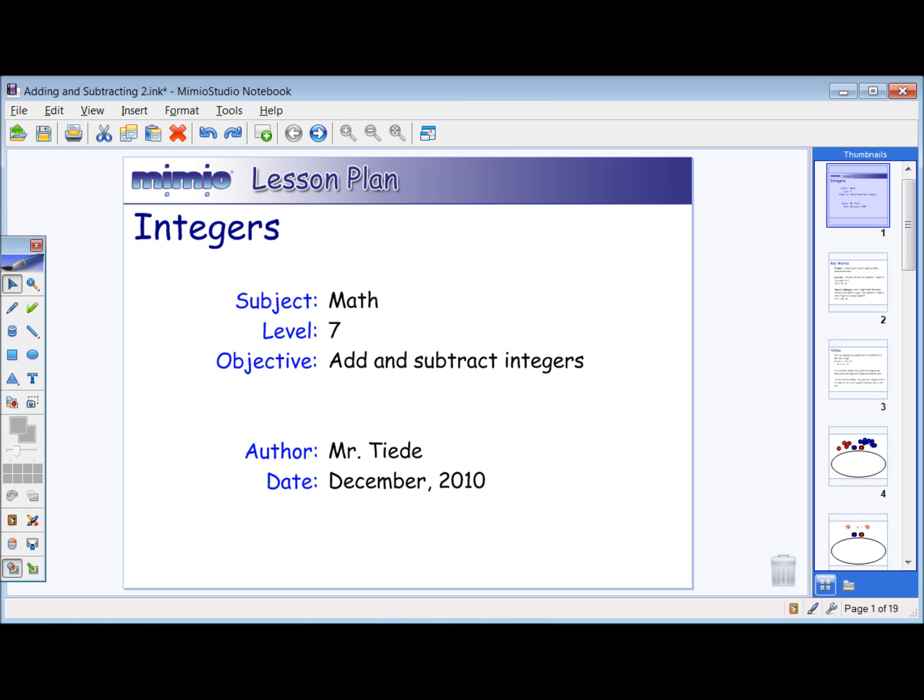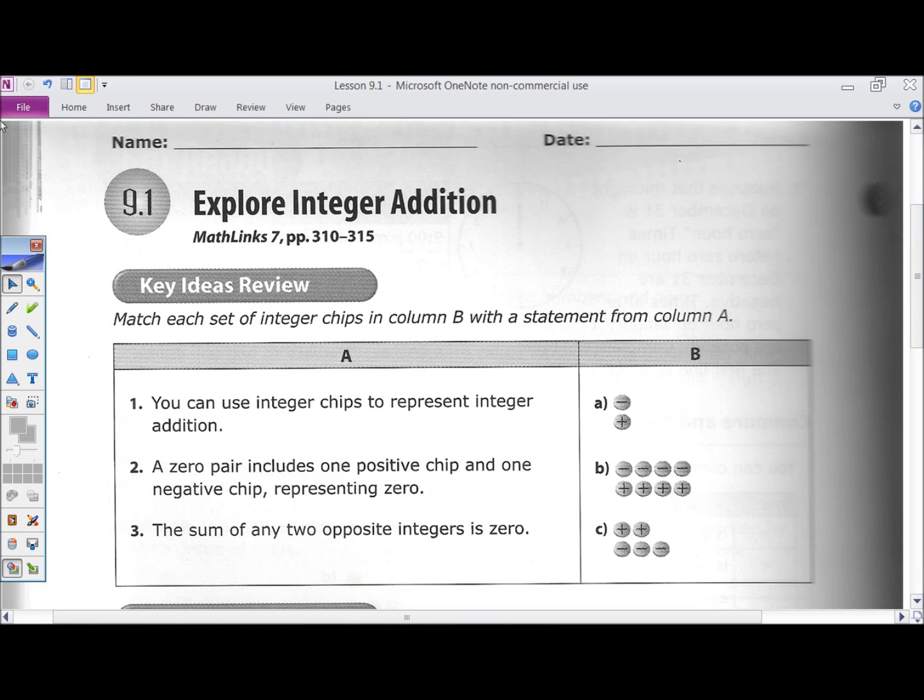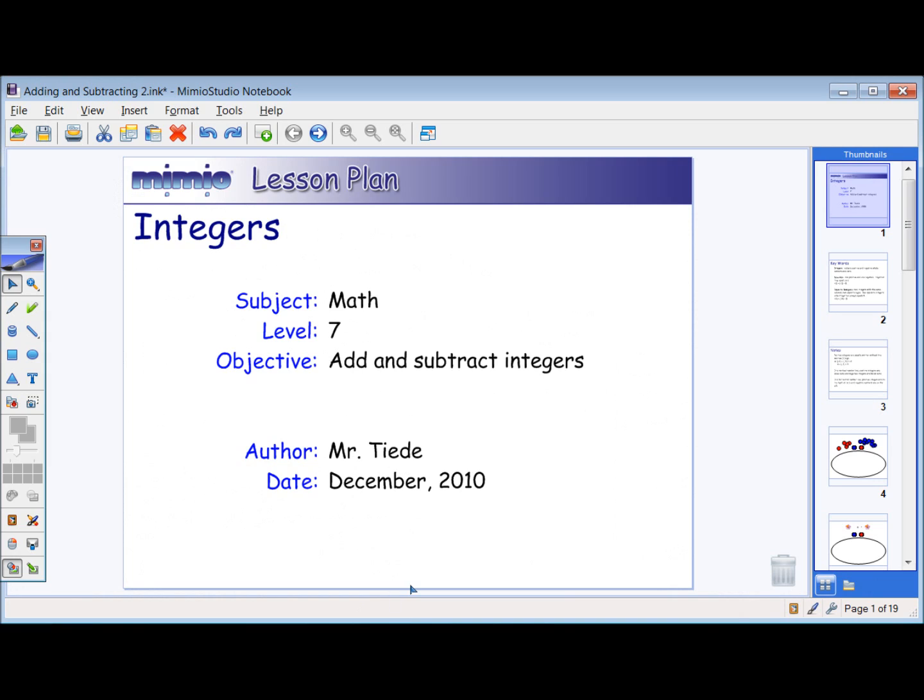Today's lesson uses Worksheet 9.1, which is this one here, Explore Integer Addition. Today's lesson is about adding integers. So we're starting with adding integers, and we're starting by using integer chips to model the addition. I'm going to show you how to do that. But first, I'm going to show you some vocabulary that we need to know.